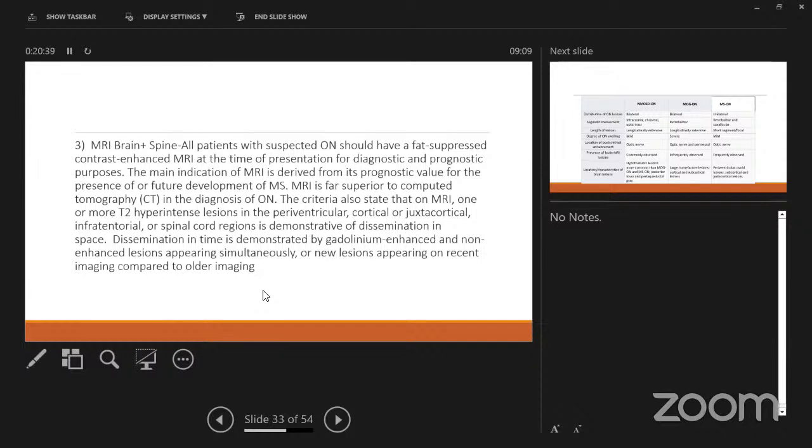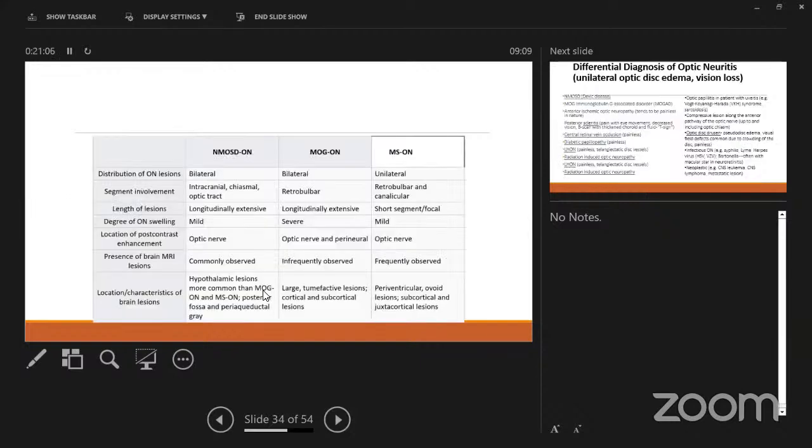So all patients with suspected optic neuritis should have a fat suppressed contrast enhanced MRI at presentation. The main indication for MRI is its prognostic value for the future development of MS. MRI is far superior to CT scan, and the criterion is that on MRI, one or more T2 hyperintense lesions in the periventricular, cortical or juxtacortical, infratentorial, or spinal cord regions is demonstrative of dissemination.